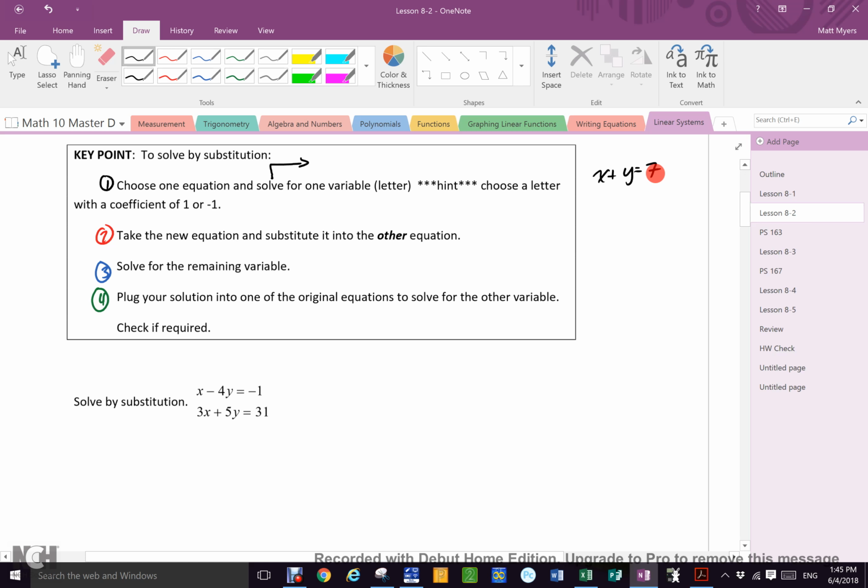Exactly. So, what? Huh? 3 plus 4 equals 7. Yes, 3 plus 4 equals 7, but that did not solve for one of the variables. Because it could be 6 and 1. It could be 5 and 2. It could be 13 and negative 6. It could be 6.827 and 0.173.